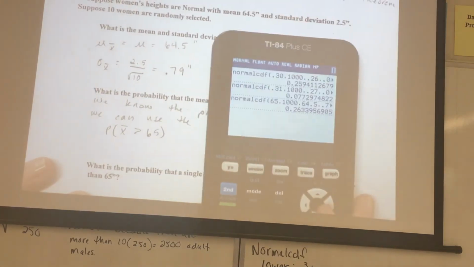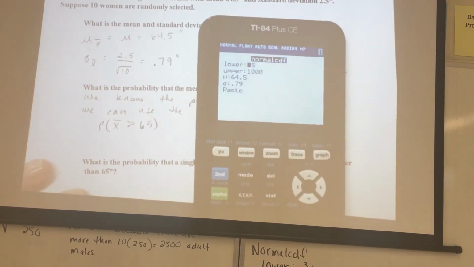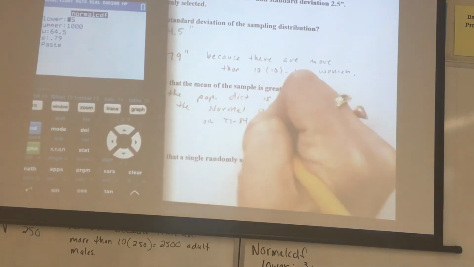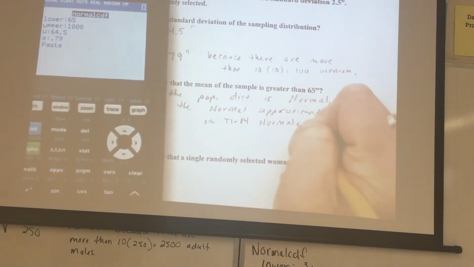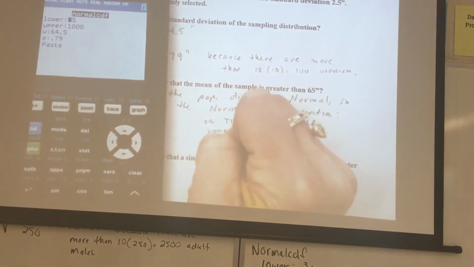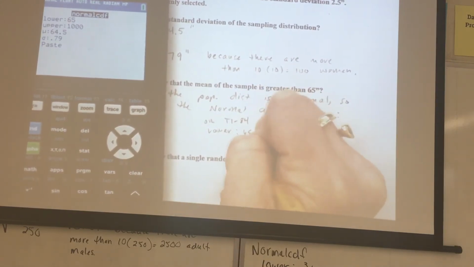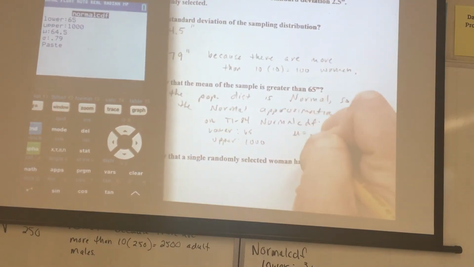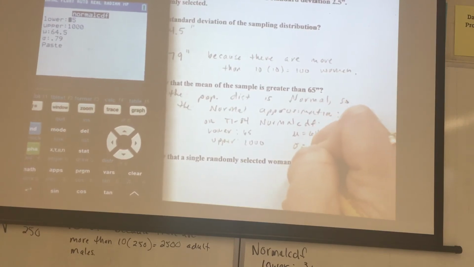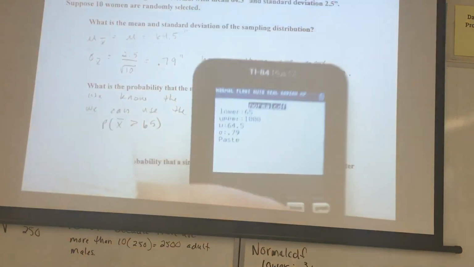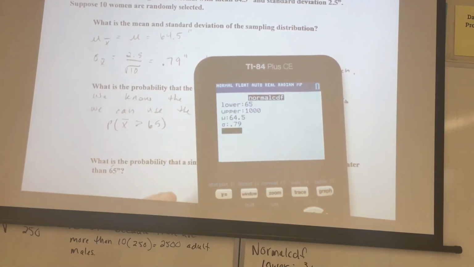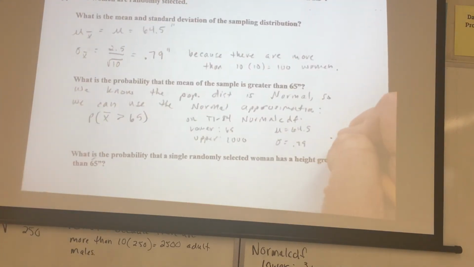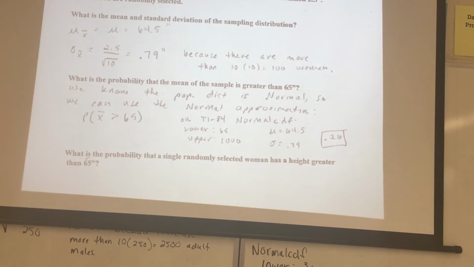Remember, I'm going to make sure to write down these prompts that I put in. On the TI-84, normal CDF. Lower is 65. Upper, something big. Mean, standard deviation. And my probability came out to about 0.26. There it is.